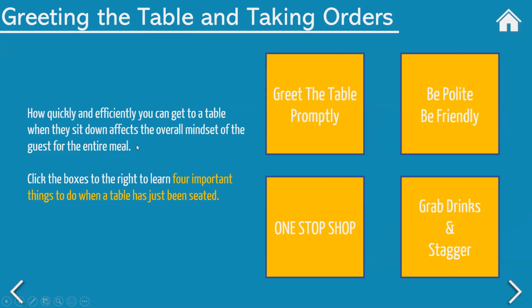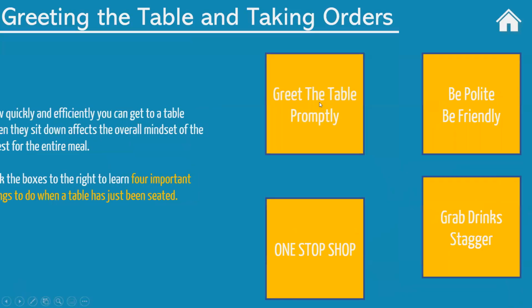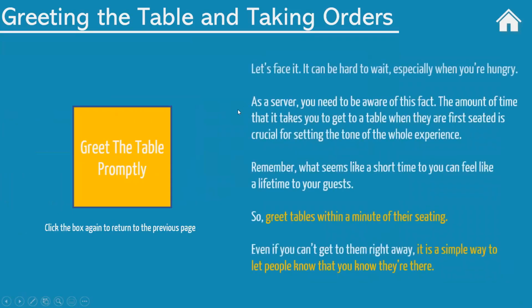So here, of course, I'm sort of stating what this module is going to be about, and then we've got four main areas here. Again, since I haven't finished the project, these two don't work. But four important things to do when a table has just been seated. So let's go ahead and click on the first one here, greet the table promptly. And you see that nice little transition.